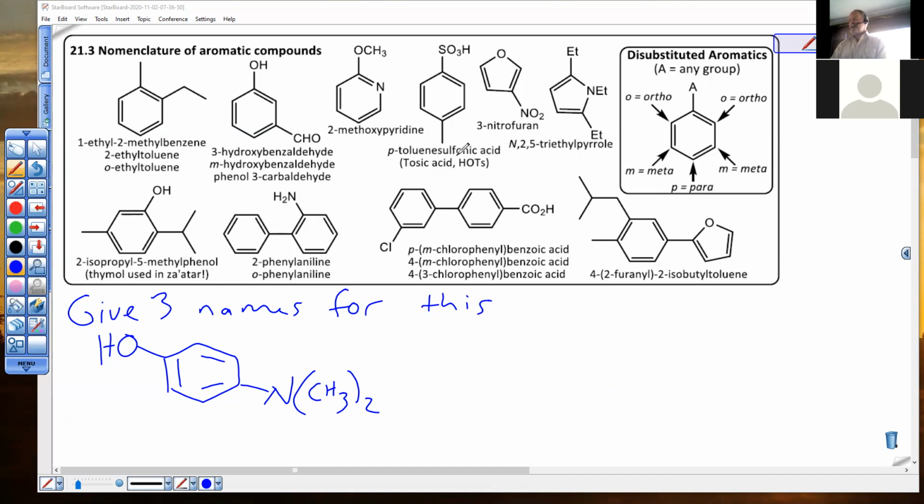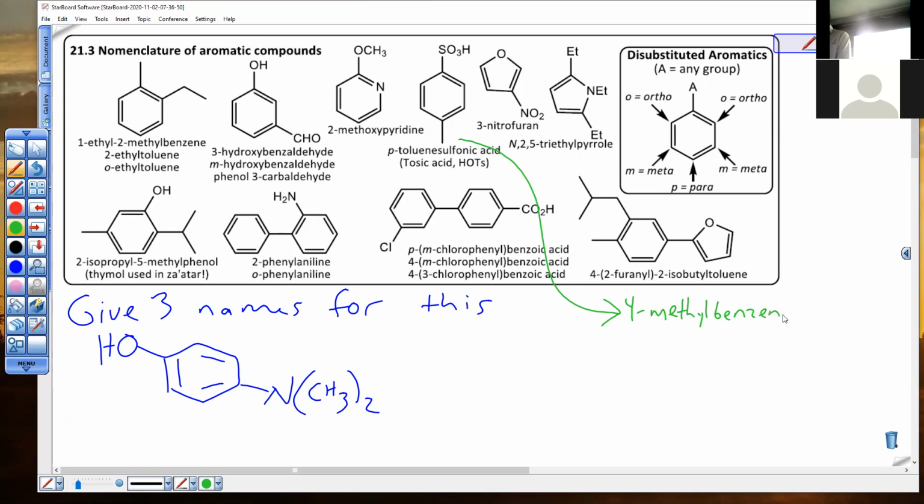We could have named it another name if you wanted. You don't have to use ortho, meta, para. You could have called it 4-methyl, and you don't have to use toluene either. 4-methyl benzene.